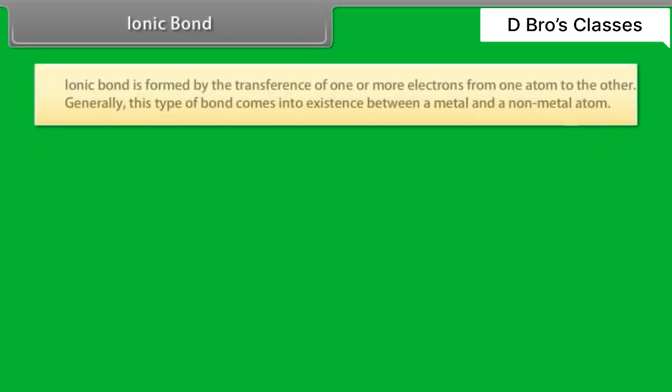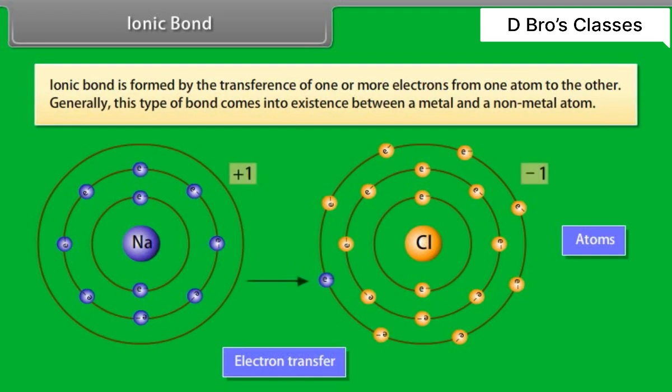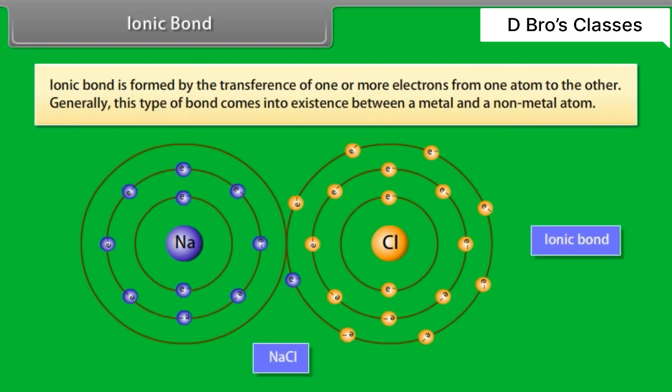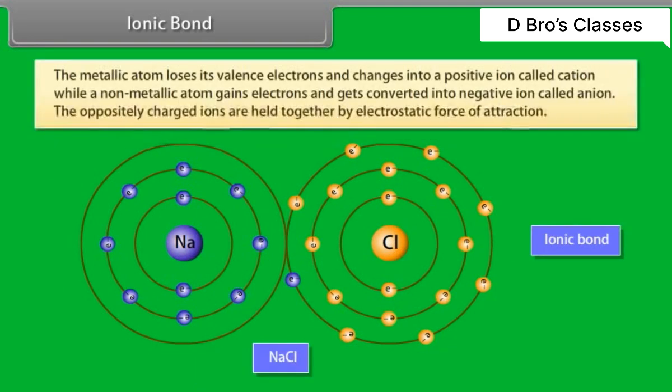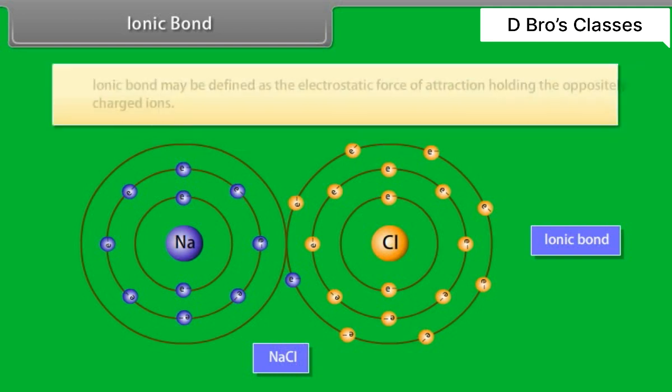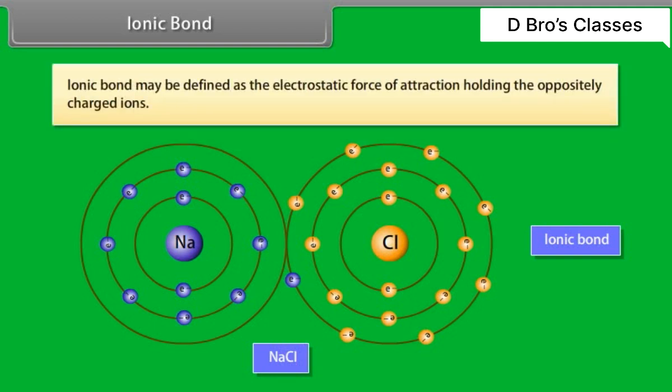Ionic bond. Ionic bond is formed by the transference of 1 or more electrons from one atom to the other. Generally, this type of bond comes into existence between a metal and a non-metal atom. The metallic atom loses its valency electrons and changes into a positive ion called cation, while a non-metallic atom gains electrons and gets converted into negative ion called anion. The oppositely charged ions are held together by electrostatic force of attraction. Ionic bond may be defined as the electrostatic force of attraction holding the oppositely charged ions.